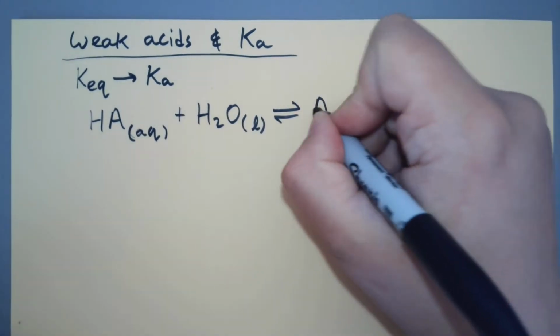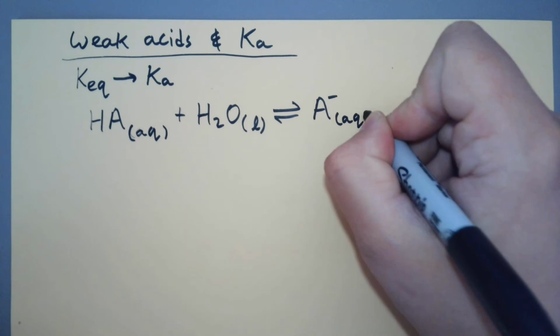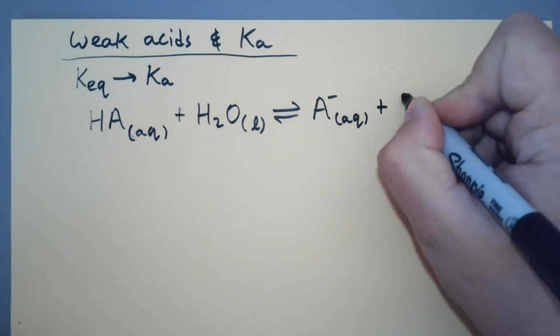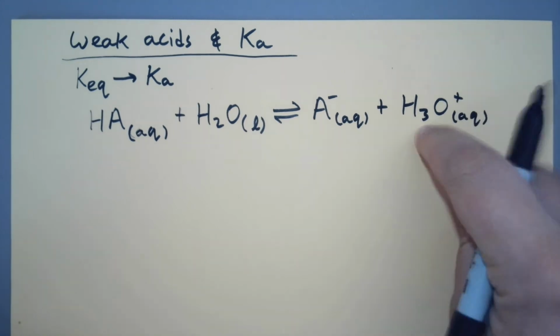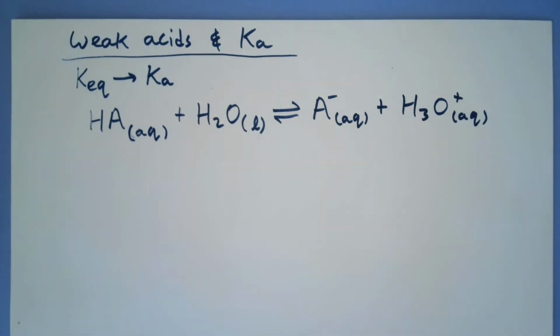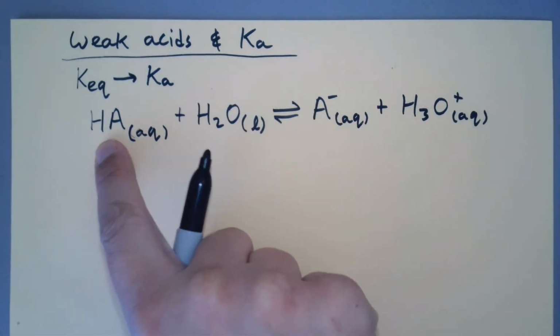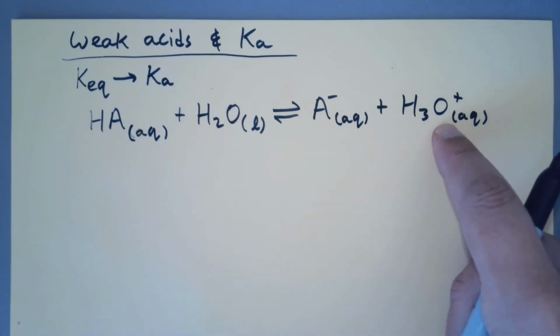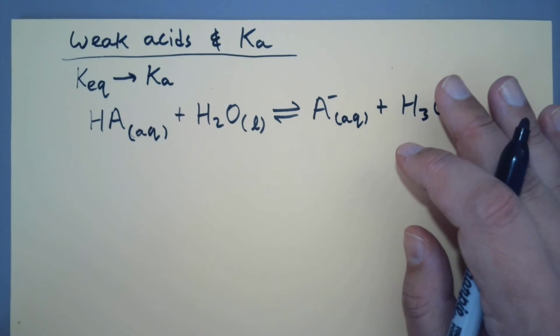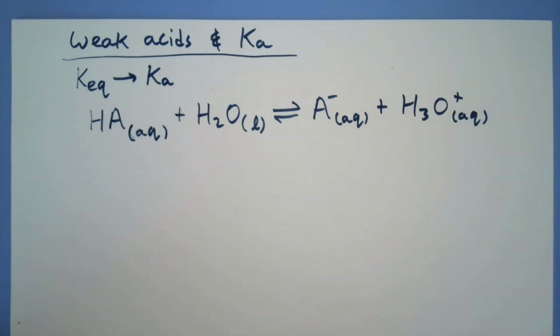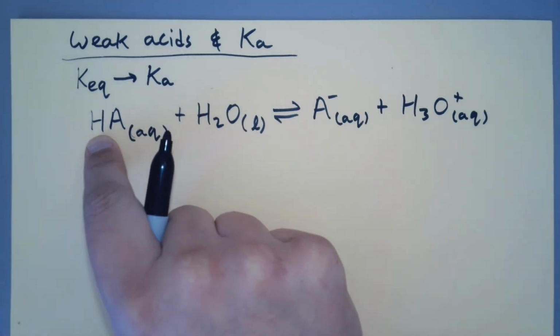And we get the counter ion, A minus. And then we're going to get the hydronium ion. We're making hydronium, it's an acid, right? It's donating the H plus to water to give us H3O plus. So this is just a very general form. It's also present in your book, but this is a pretty universally accepted way. We'd call this a monoprotic acid because it only gives up one H plus.